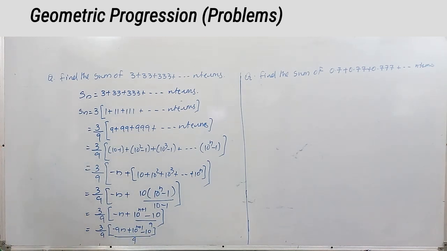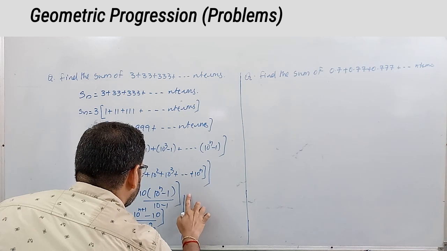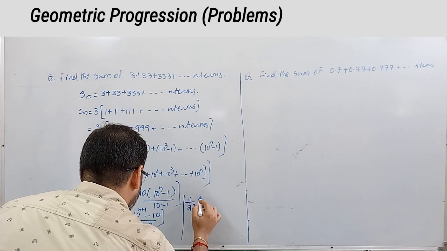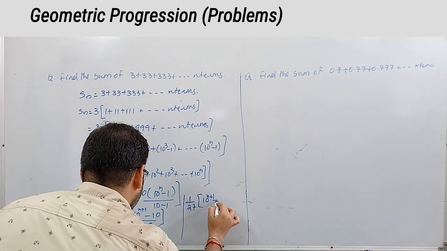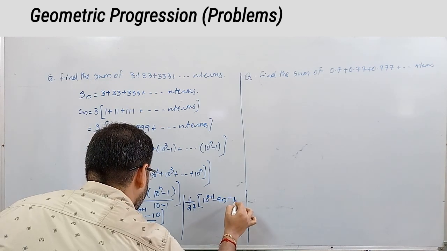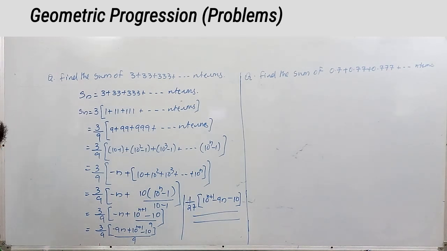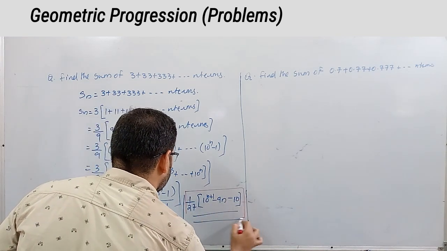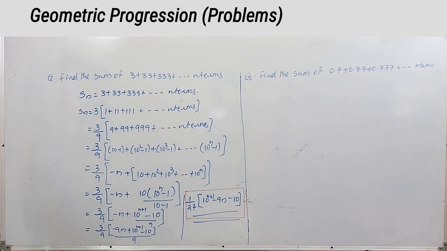Now multiplying, we get the answer: 9 outside, 3 by 9 into 1, that means it can be written as 1 divided by 27 into 10 raised to n plus 1 minus 9n minus 10. This will be the answer: 1 divided by 27 into, in brackets, 10 raised to n plus 1 minus 9n minus 10.